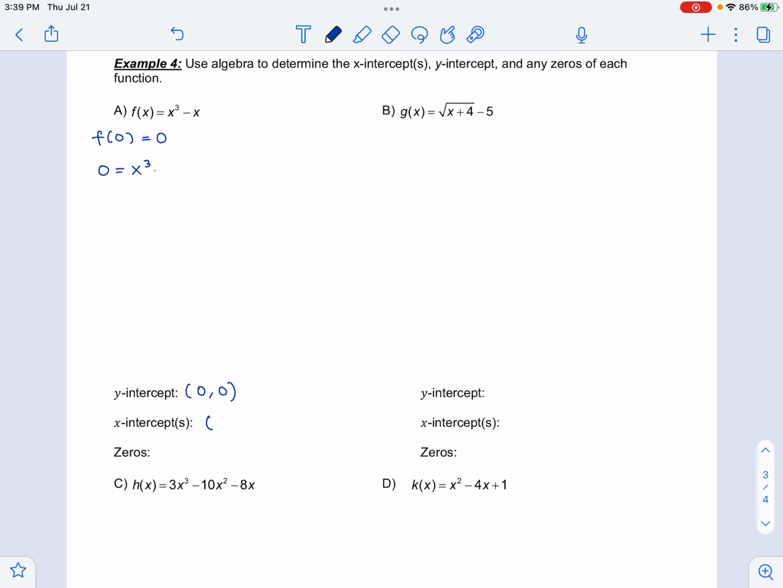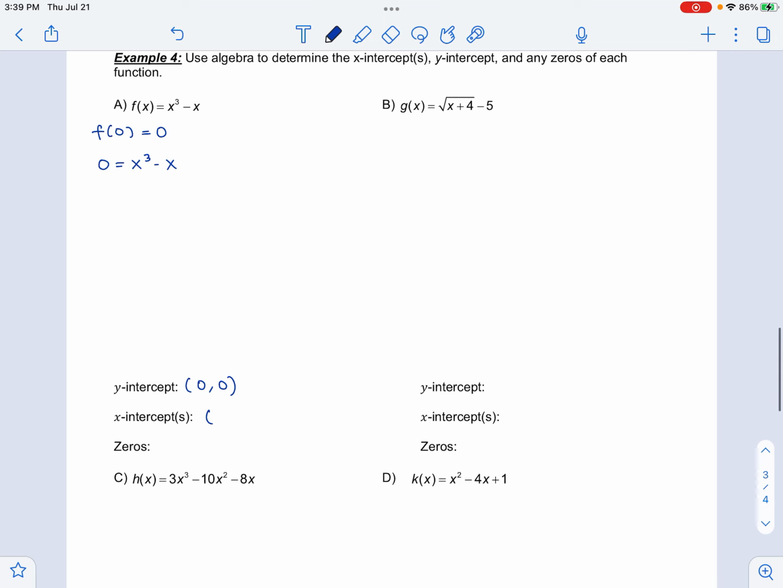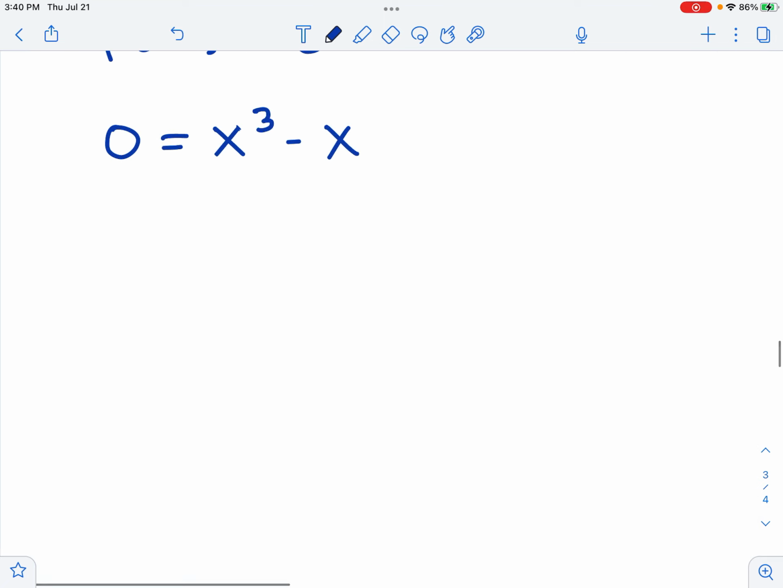0 equals x cubed minus x. All right, so I want to solve this. I cannot cube root both sides because there is an x. So I'm going to try to factor it. In order to factor it, it has to be equal to 0. First thing I look for is a GCF. Yep, they have an x in common. 0 equals x times x squared minus 1.